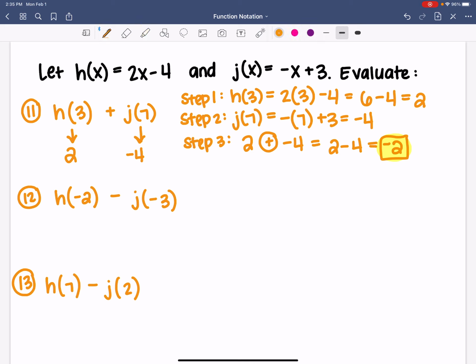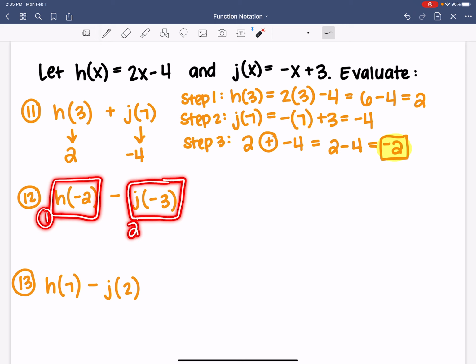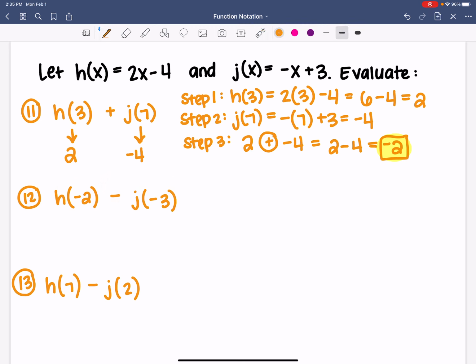Okay, now we're going to try another one. H of negative 2 is step 1. We're going to find j of negative 3 as step 2, and then for step 3, we're going to subtract those two numbers. So for step 1, we're going to find h of negative 2. So for h of negative 2, we're looking at h of x, and we're going to plug in negative 2 for x.